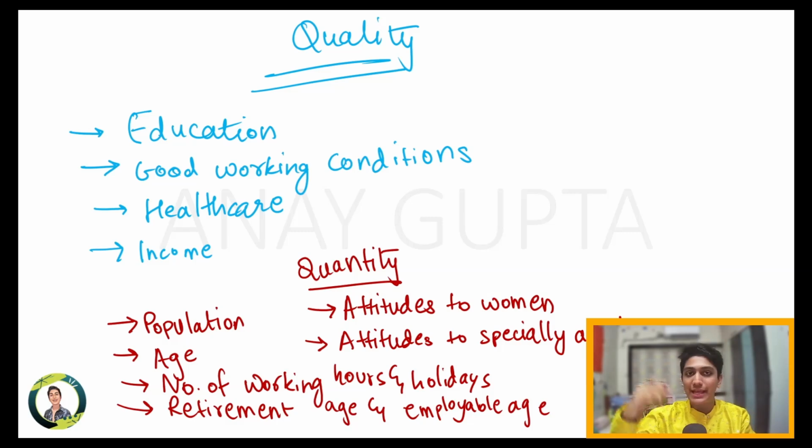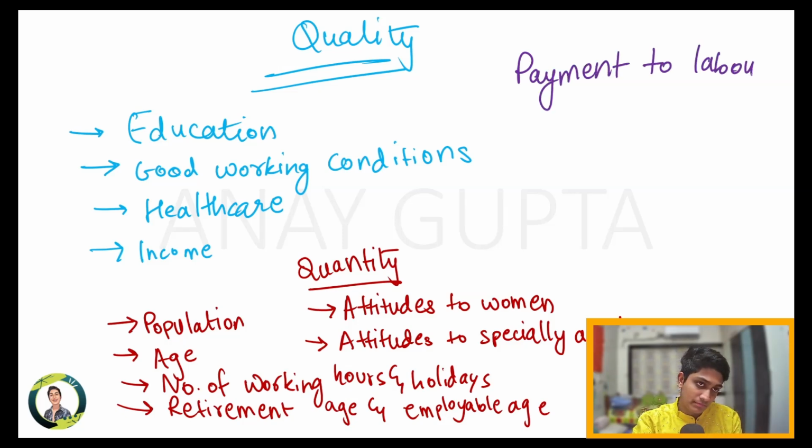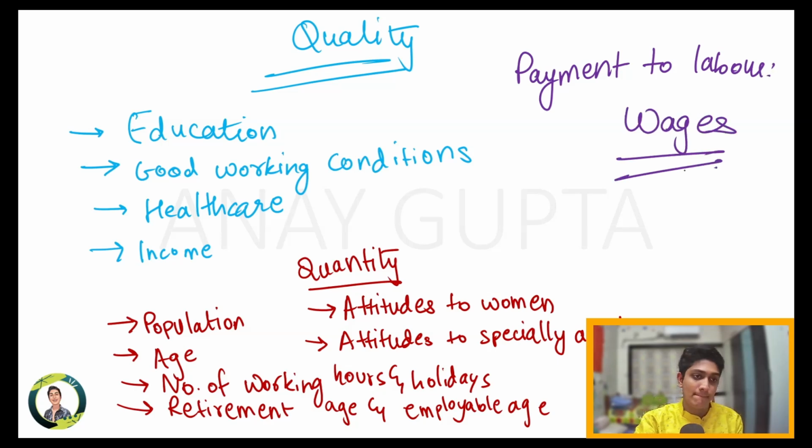Again, you could sway them both ways depending on the connotations you would like to give to all of these factors. And the payment for labor is wages. Okay, so that is your entire factor of production of labor.